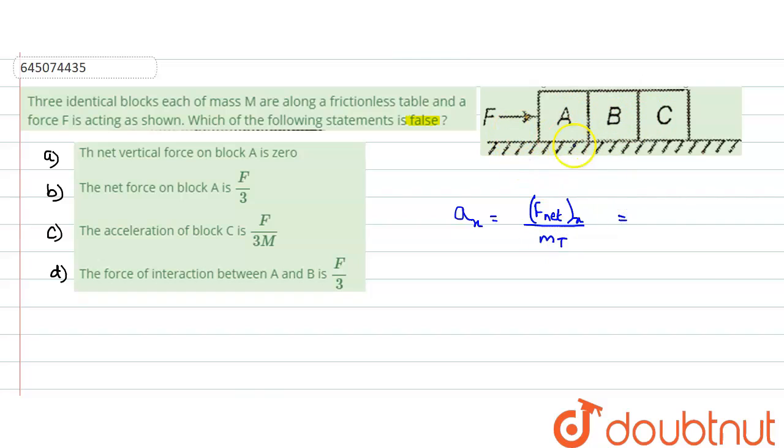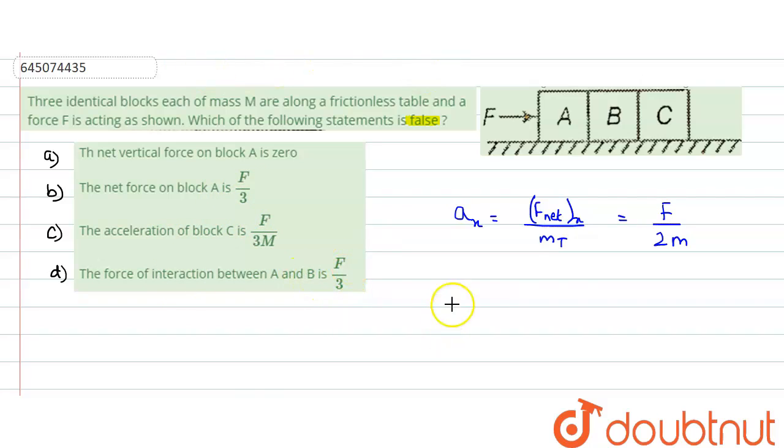So the net force in the horizontal direction is just F divided by the mass of the system, which equals 3m. Now, why are we doing this? Because in each of the expressions, it is asking for the horizontal force or about the acceleration. Now, first of all, coming to our options. The net vertical force on the block A is 0, or net force on the block A is F by 3. Acceleration of C is 4F divided by 3m. And force of interaction between A and B is F divided by 3.